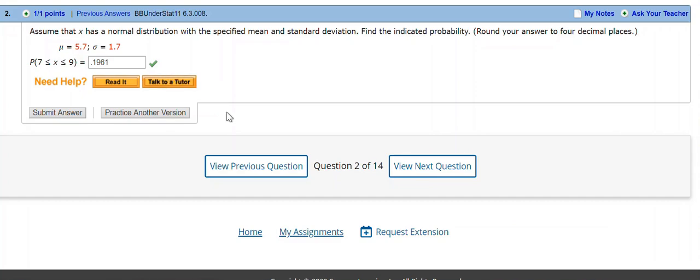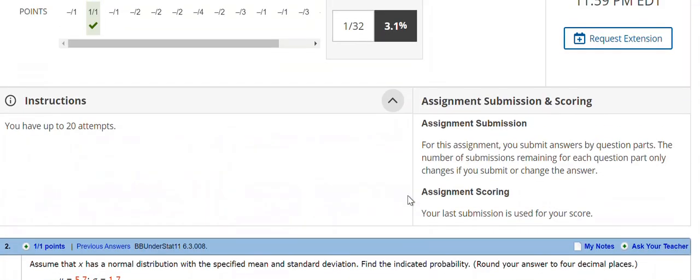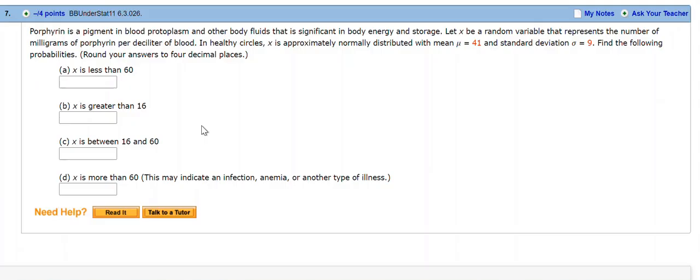Okay, the second one I want to do is number 7. So I'm going to go to question number 7. There is this pigment that's in the blood. It says that X is a random variable that represents the number of milligrams of this pigment per deciliter of blood. In healthy circles, X is approximately normally distributed with a mean of 41 and a standard deviation of 9. Find the following. First, X is less than 60.